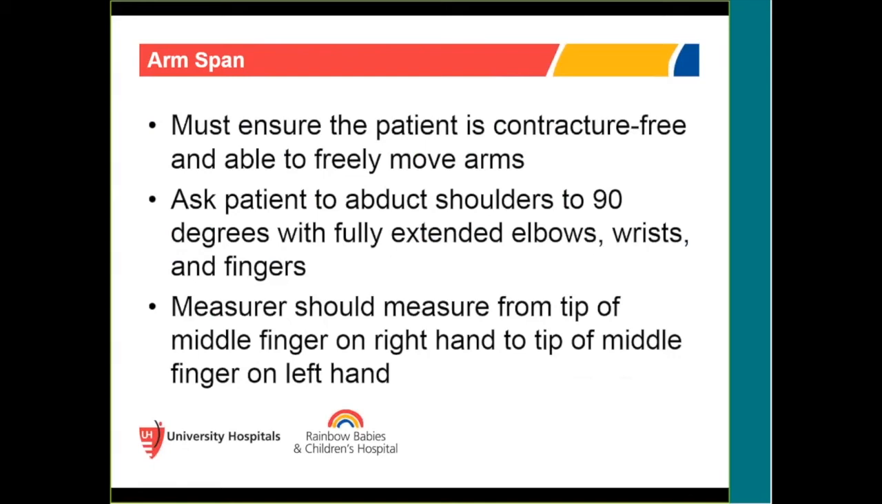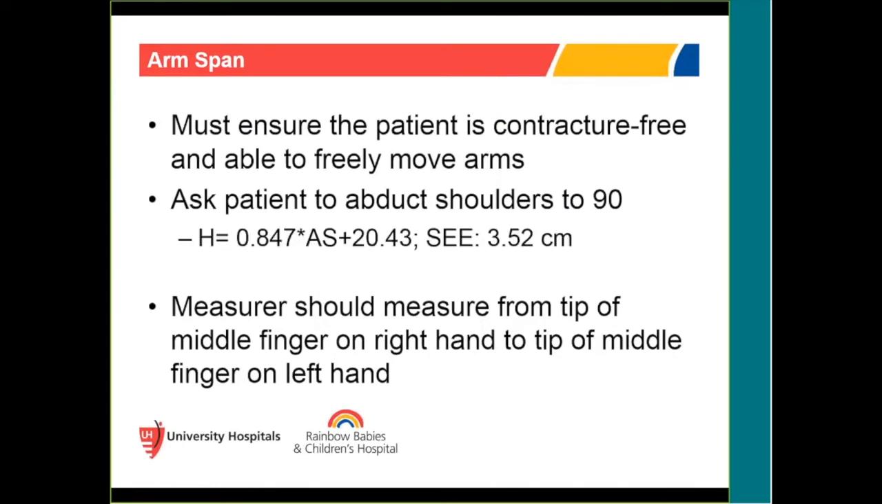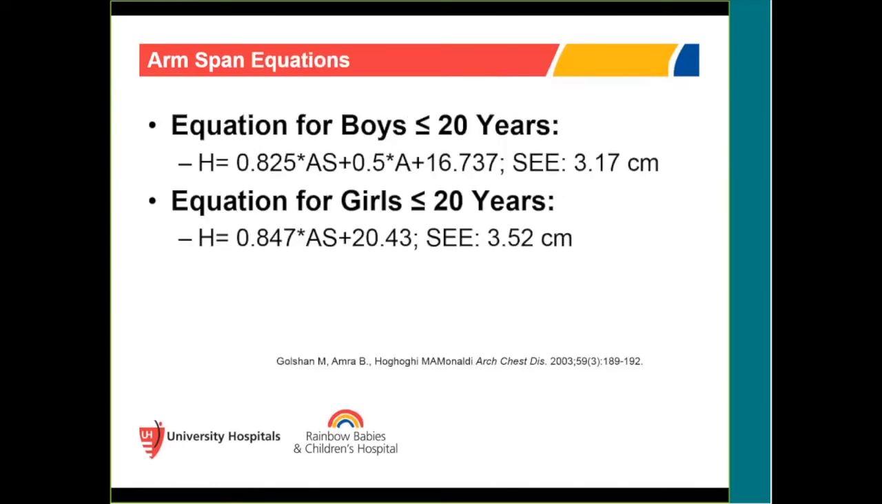And so we would ask the patient or help the patient. This measurement should be done with some help. And so you're going to need that caregiver to help, or a nurse can help. And we want the patient to have their arms outstretched, and we want to measure from the tip of the middle finger of the right hand to the tip of the middle finger of the left hand. And then we can plug that number into an equation and get an estimate for their height.